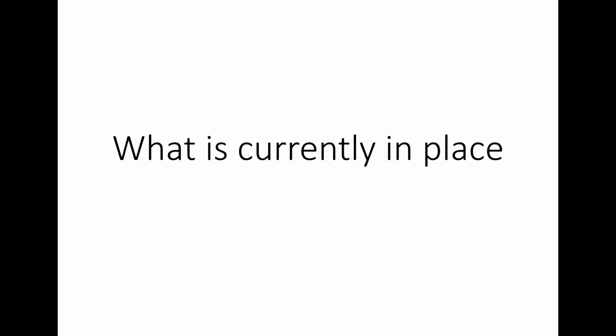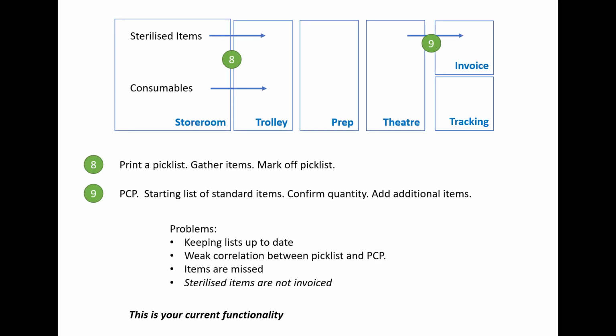Before I get started, I just want to talk about what's currently in place at the hospital. So you've basically got two things, and pardon the numbering, I had them all in order and then I've changed my slides around. At the moment you've got a pick list that you're using within the storeroom to gather both sterilised items plus a number of consumables or whatever else you've got stored in the storeroom. So you've got one list there, and then in theatre you've got your PCP, and that's basically your starting list of your standard items. You're using it to confirm quantity, you're adding additional items on in theatre.